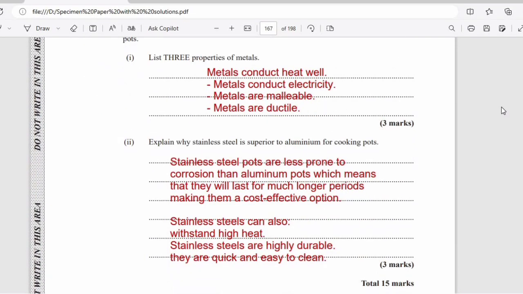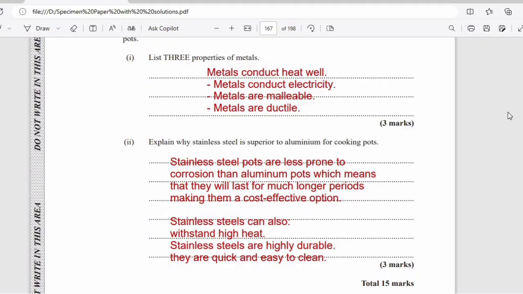The next part of the question says explain why stainless steel is superior to aluminium for cooking pots. Now stainless steel pots are less prone to corrosion than aluminium pots, which means that they will last for much longer periods, making them a cost-effective option.